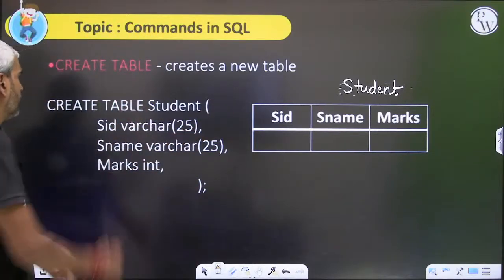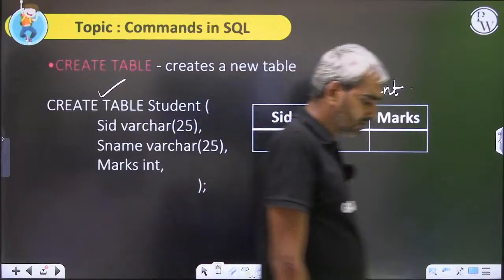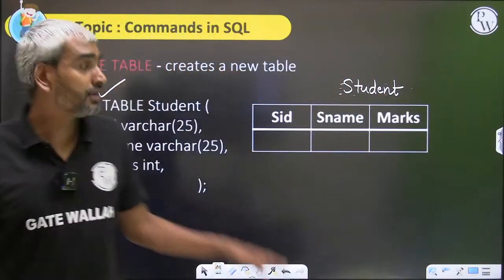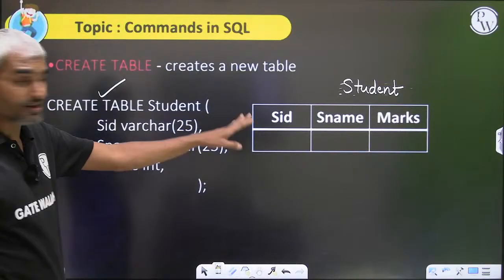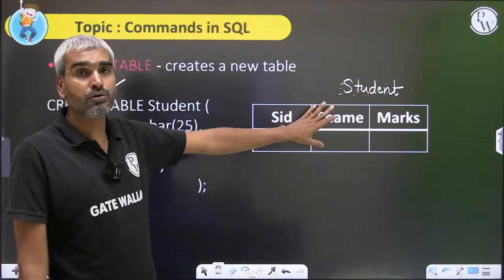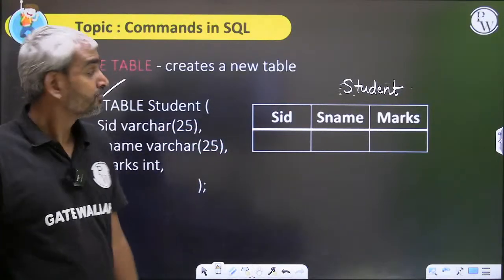Once you give this create command with the specific table name, with the specific attribute names along with the data types, then ultimately our table will be created with those attributes. There will be no data in that particular table. The structure of the database table will be created, right?